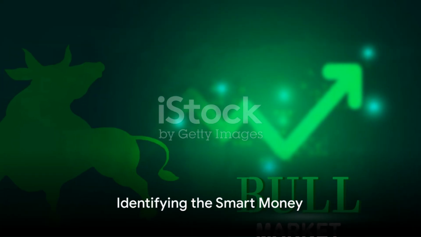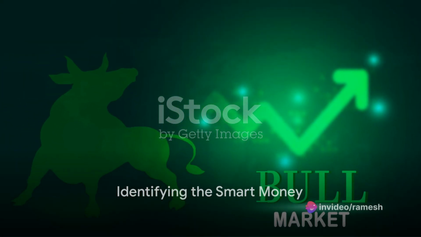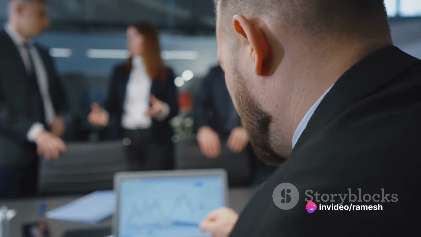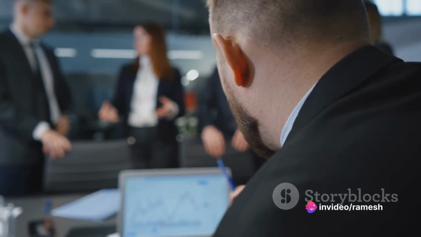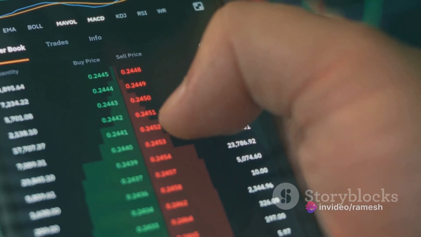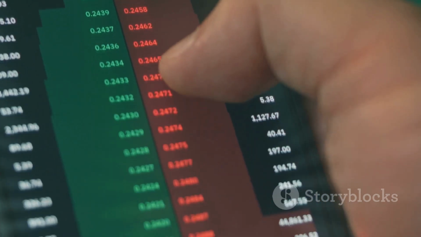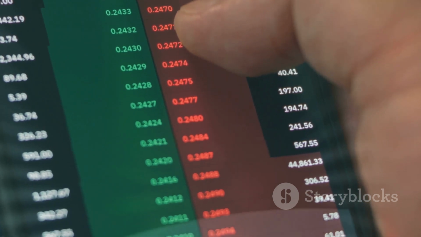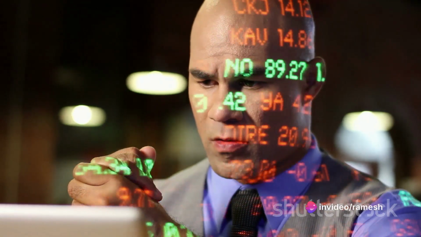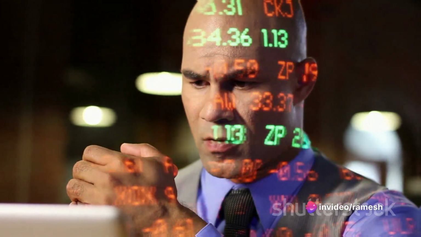But how does one identify where the smart money is flowing? The answer lies in understanding market trends, volume analysis, and price action. When these big players make their move, they leave behind traces: high-volume trading, large price swings, or sudden shifts in market trends. Spotting these signs is the key to successful trading using the smart money concept.